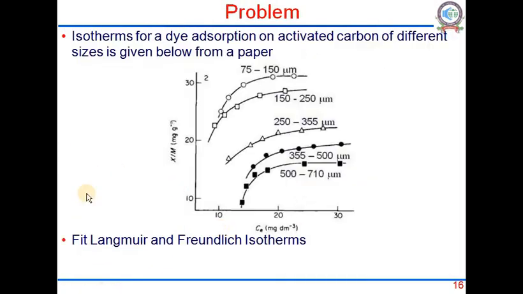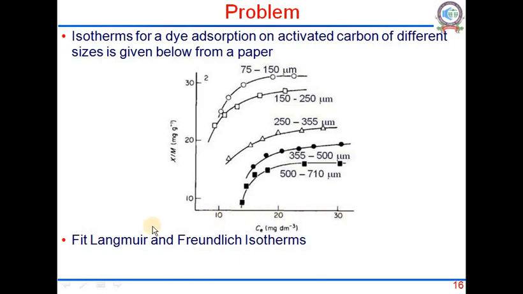Okay, you can take one more problem. This is some data from a paper: isotherms for a dye adsorption on activated carbon of different sizes, given below from a paper. What is plotted is X by M, which is nothing but Q, the milligrams of the dye adsorbed per gram of the carbon, versus the concentration of dye in the solution, CE.